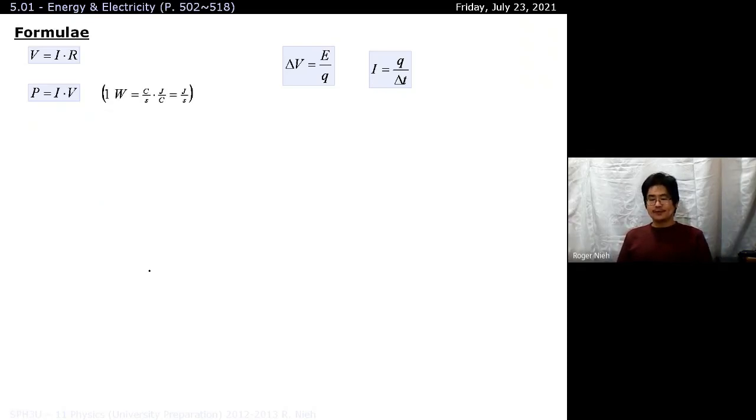So yeah, a watt is equal to a coulomb per second times a joule per coulomb, which is also equal to a joule per second. So the units do work out.